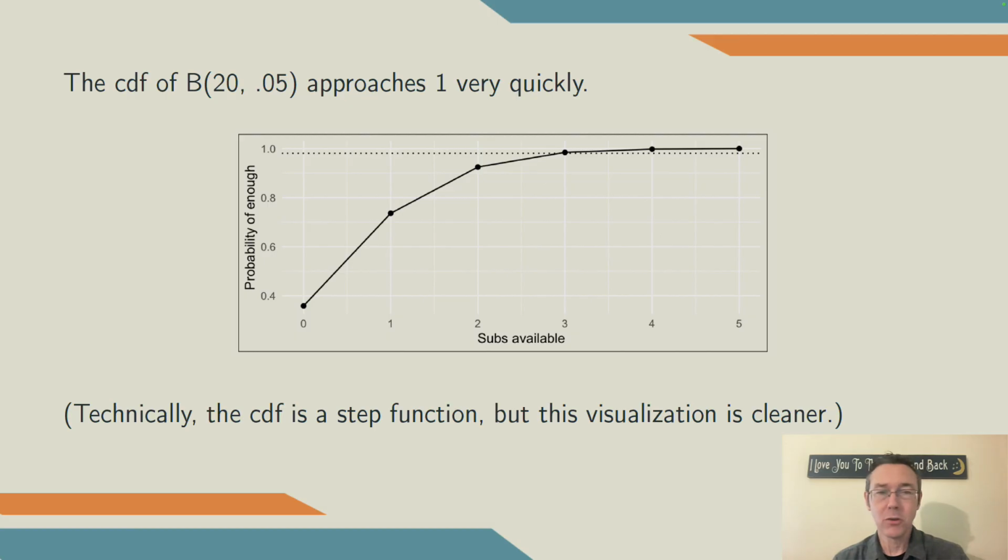Now technically, the cumulative distribution function of a discrete random variable is a step function. It shouldn't have these lines actually connecting the dots, but I think this visualization is much more clear and intuitive than the more accurate one with that step function.